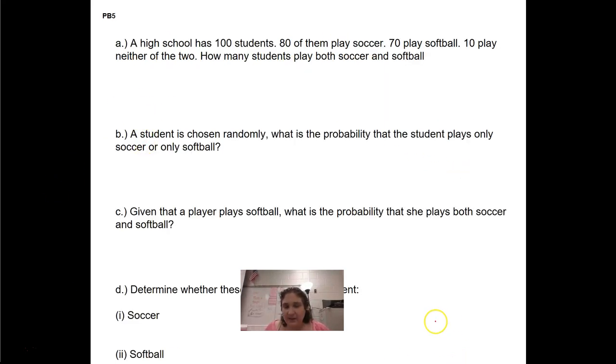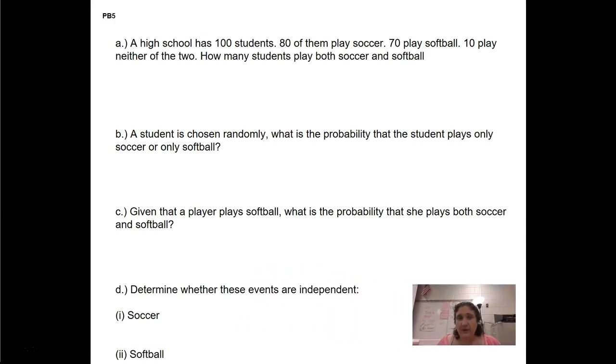Next, I think this is our last one for probability. A high school has 100 students. 80 of them play soccer, 70 play softball, and 10 play neither of the two. How many students play both soccer and softball? This one's really tricky, so I am going to draw a picture.